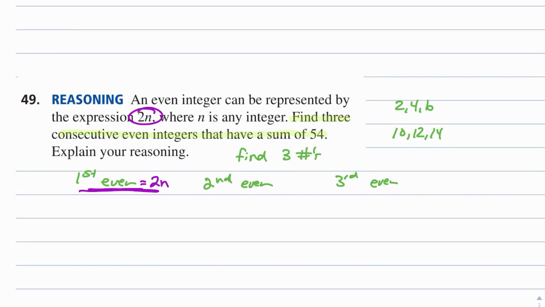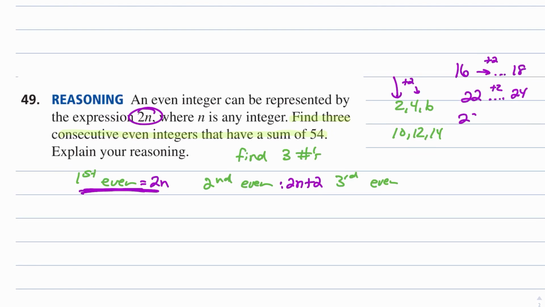Well, what should we do? If I knew that this was my first even number, what would you do to get to the next one? Well, I would just add 2. If I told you my first even number was 16, what's the next even number? Well, it's 18, because you just added 2. If I started at 22, what's the next even number? It would just be 24, because you just add 2. So if the first even number is 2n, the second even number must be 2n plus 2.